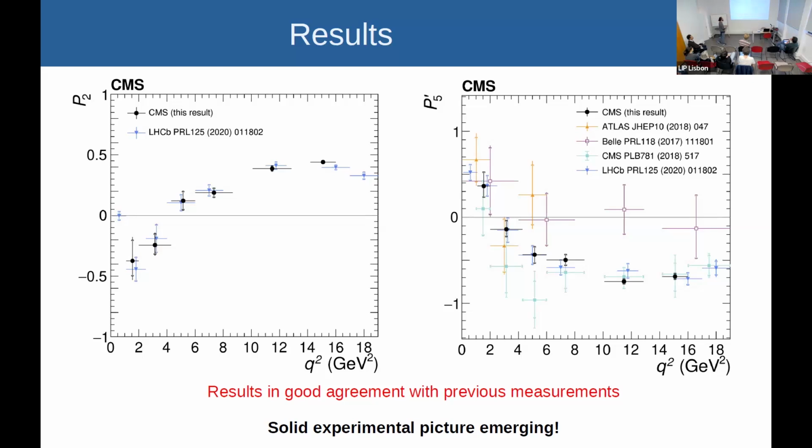A real quantitative comparison with LHCb is not really possible because the choice of the q square bins is slightly different, as you can see from comparing the horizontal bars. But you can see that the precisions are comparable and the central values are in quite good agreement.